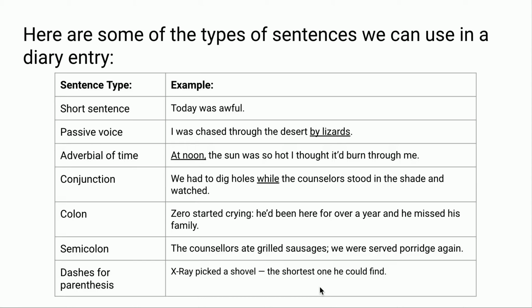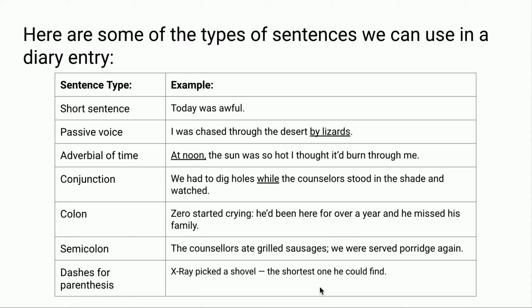Adverbials of time, those tell you when something is happening. They can go at the start of the sentence like I've done here, or they can go anywhere else in the sentence as well. And those are things like at noon, after we ate our lunch, at 4 in the morning, things like that. Conjunctions are words that we use to connect two clauses. So we had to dig holes is a clause, the councillors stood in the shade and watched is a clause, and I've used the conjunction while in the middle to connect those two.